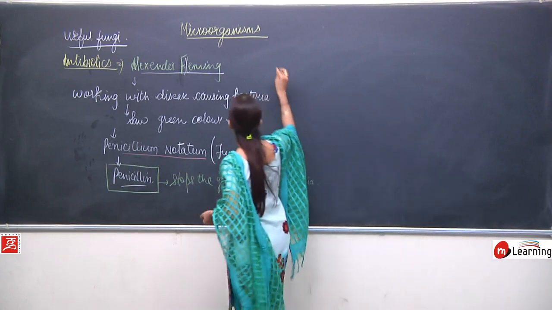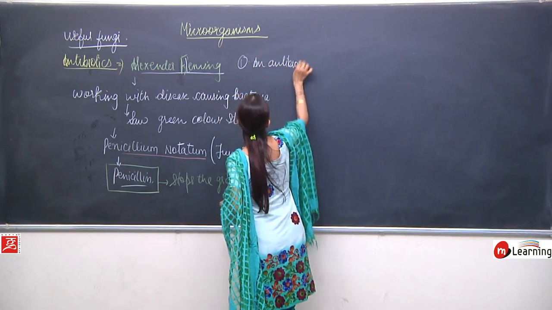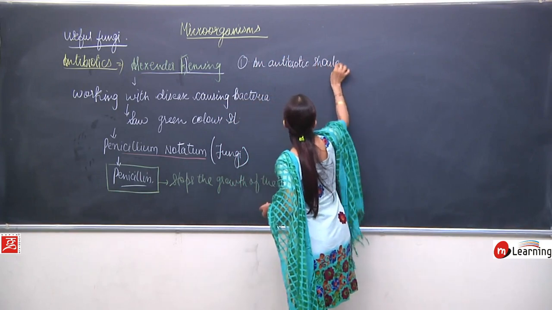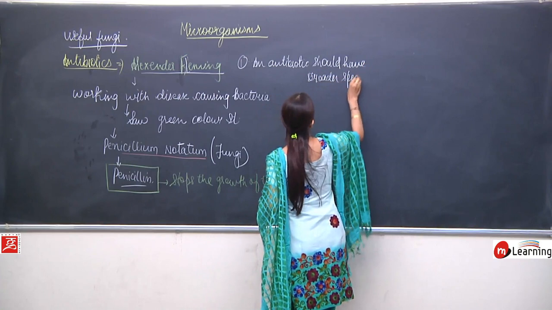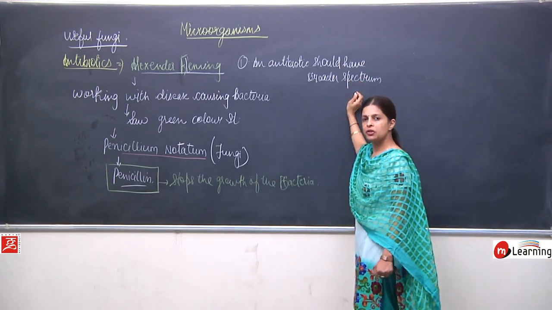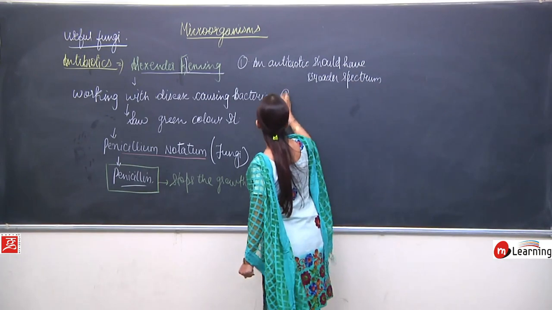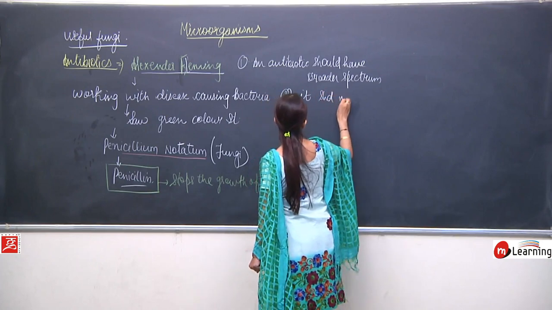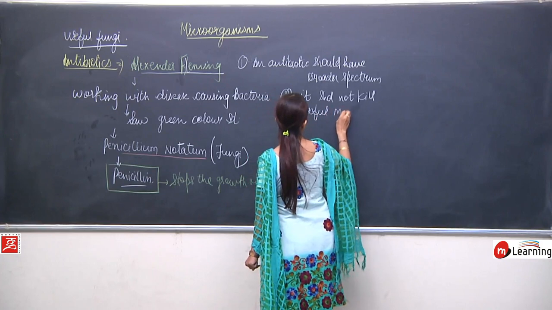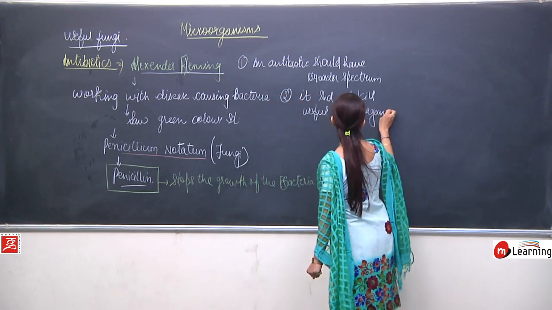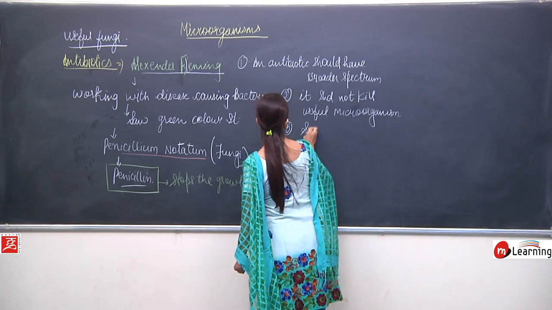So if I want to write how an antibiotic works, an antibiotic should have a broader spectrum. When I say broader spectrum, it means the antibiotic should be able to kill many harmful microorganisms. At the same time, it should not kill useful microorganisms, and even the side effects should not be major.